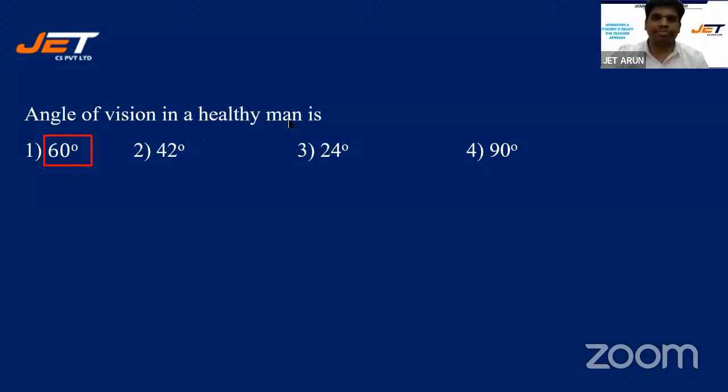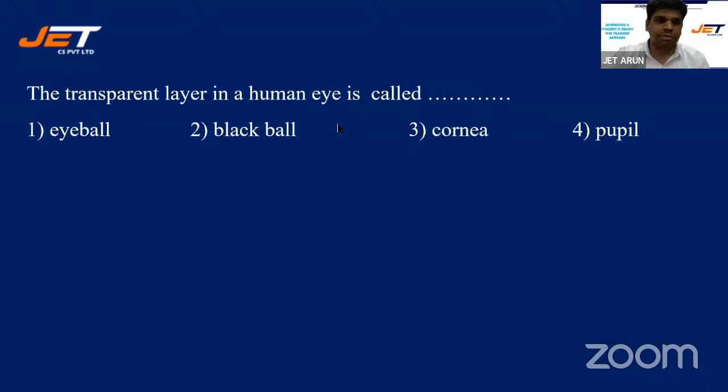All right, let's look at the next one. The transparent layer in a human eye is called eyeball, black ball, cornea, or is it pupil?